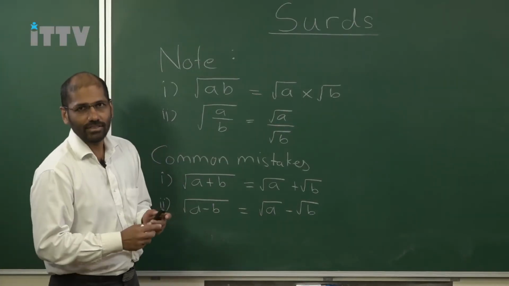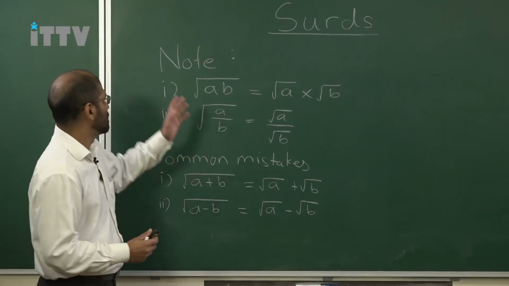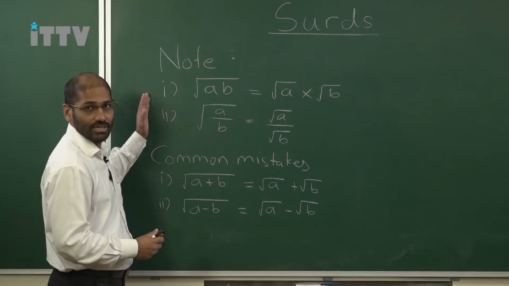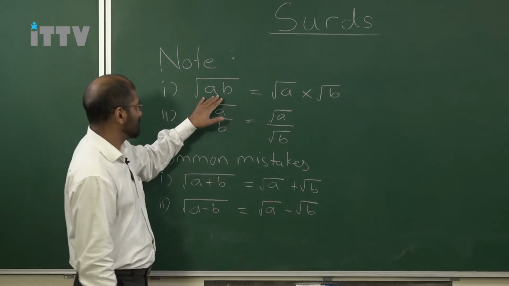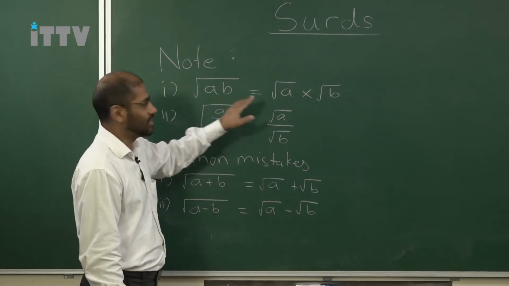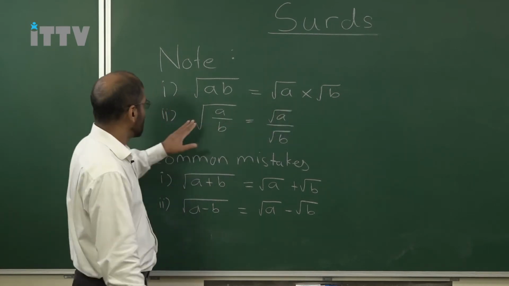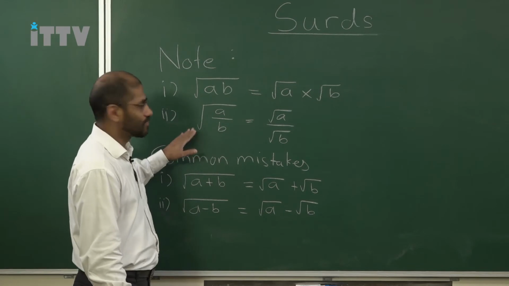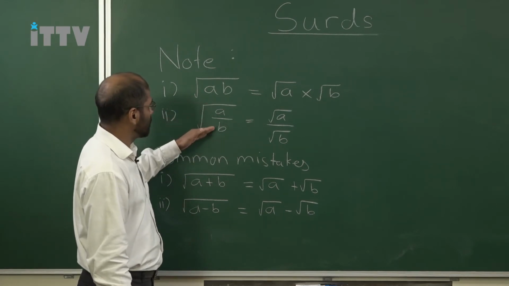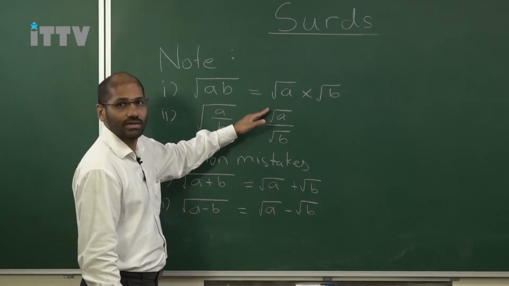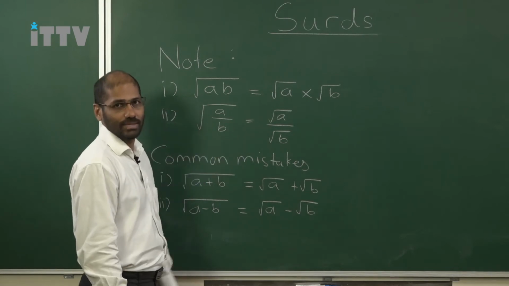Before we go to the next part, we need to understand these 2 properties of surds. For multiplication within a surd, it can split individually into two different parts. The same applies for division. Surd of A over B can be rewritten as surd A divided by surd B.